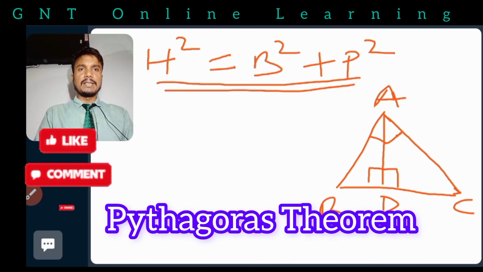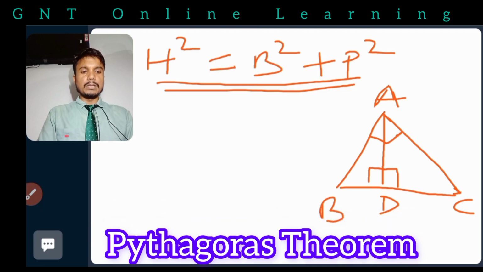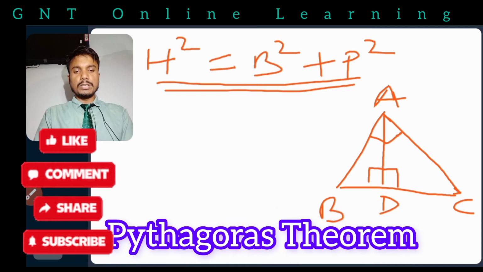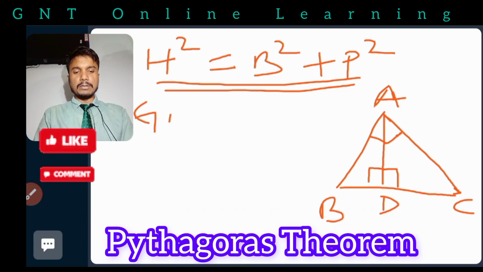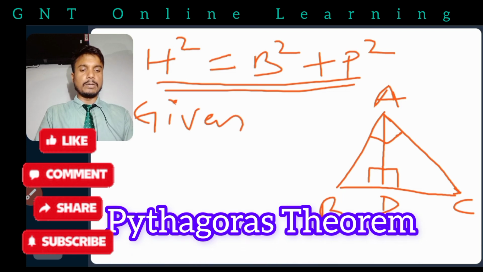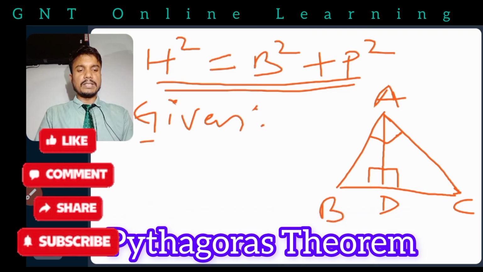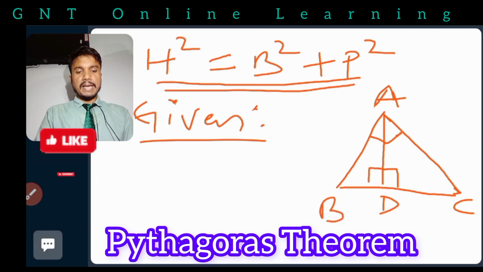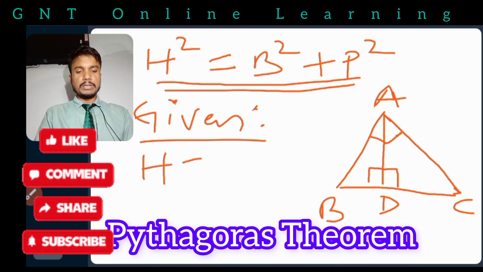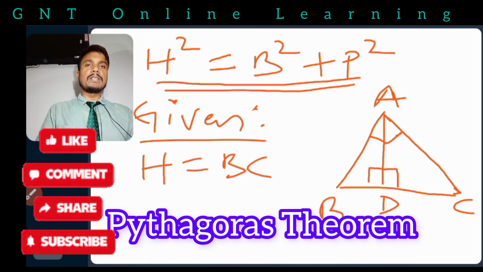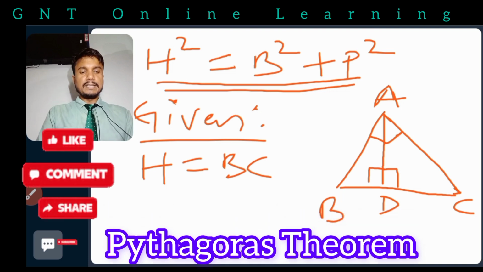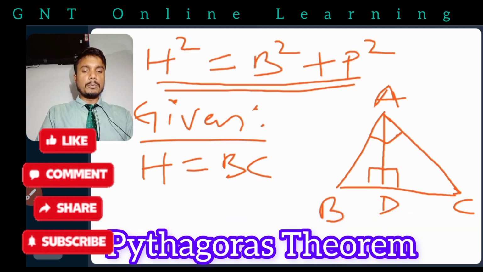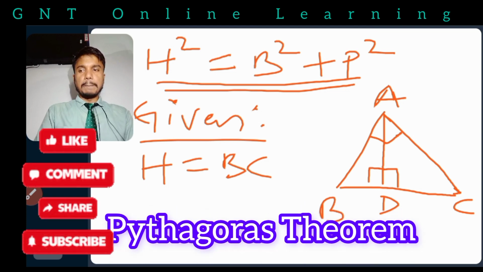Is this clear? So if I talk about the hypotenuse in this question, in the given part, what is given here is that the hypotenuse H equals BC. And then, what I have to prove here is BC square.